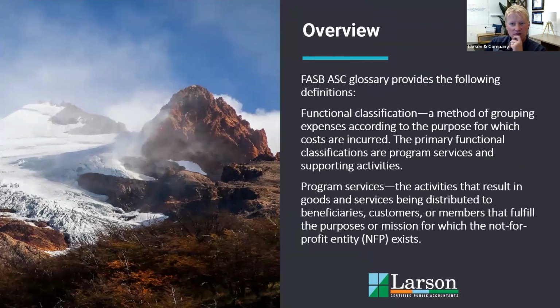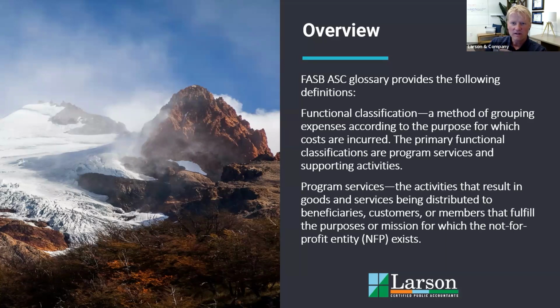So FASB, which is the accounting standards setting board, has a glossary that provides some definitions. We've talked a little bit about functional classification and natural classification, so what does that actually mean? The functional classification is just a method of grouping expenses according to the purpose for which the costs are incurred.